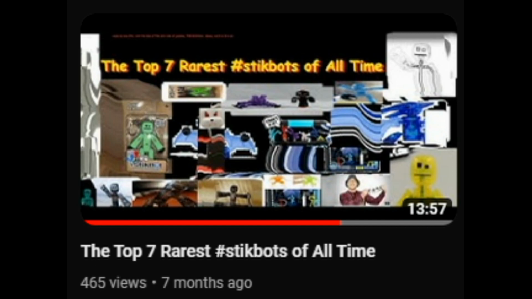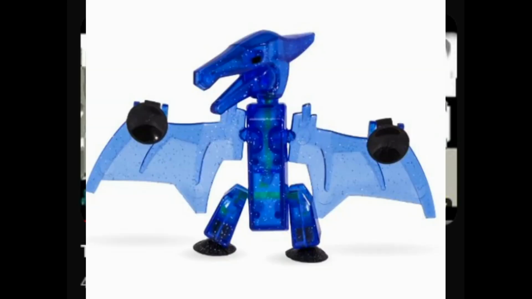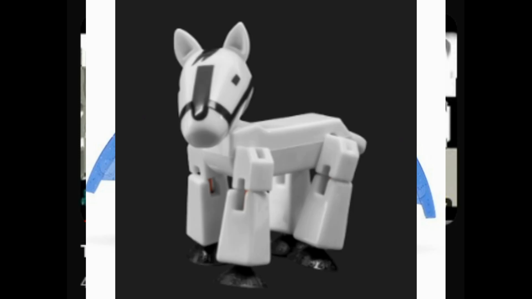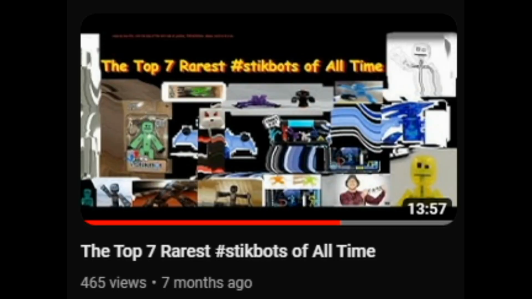I would also like to say that there are a bunch of other rarer colors, too, of different variants, such as dogs, pterodactyls, rabbits, all that stuff. So in the future, I would love to make a video on a bunch of rare Stikbots and also rare Clickbots and all those different kinds of things. But for this video, we're just going to stick to more rare Stikbots. So let's get into that.